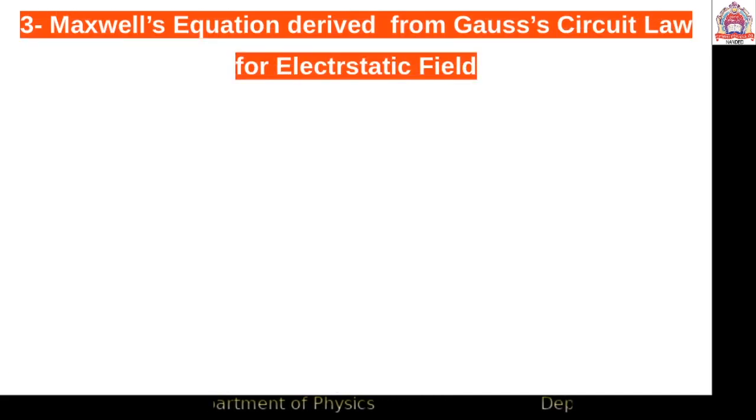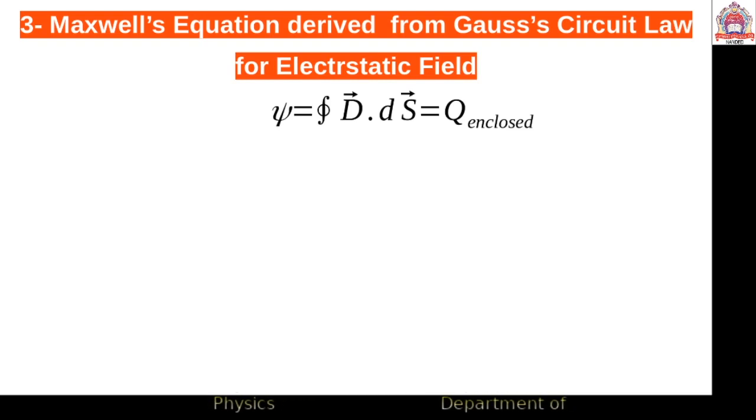Maxwell derived the third equation from Gauss's law for the electrostatic field. According to Gauss's law for the electrostatic field, the electric flux passing through any closed surface equals the total charge enclosed by that surface. So psi is equal to the closed surface integral of D dot dS, that is equal to Q, the charge enclosed.